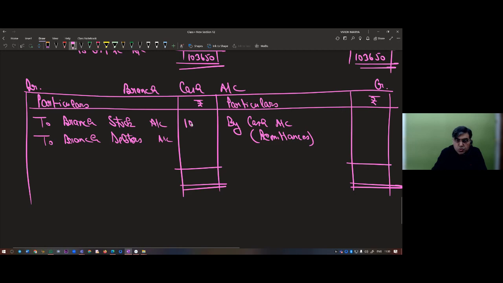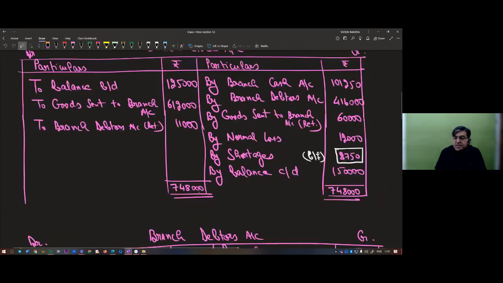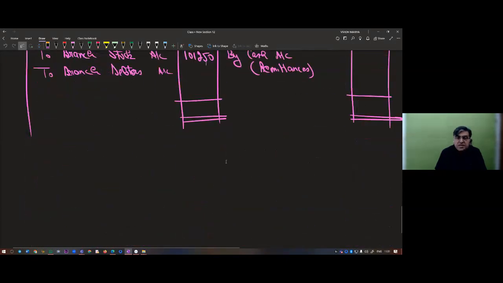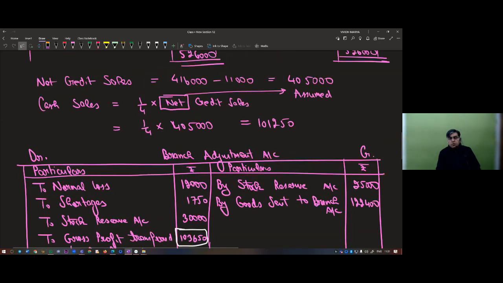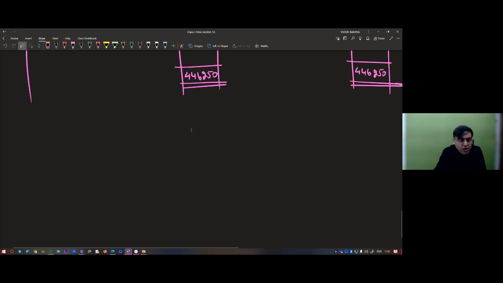Cash sale is 1,01,250 and collection from debtors is 3,45,000. Collection from debtors is 345, plus 101,250, it is 4,46,250. So we have made how many accounts? We have made 6 accounts till now.